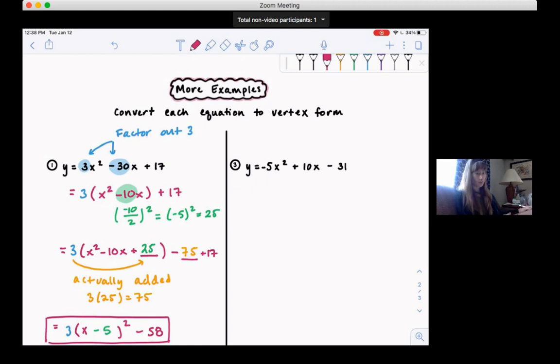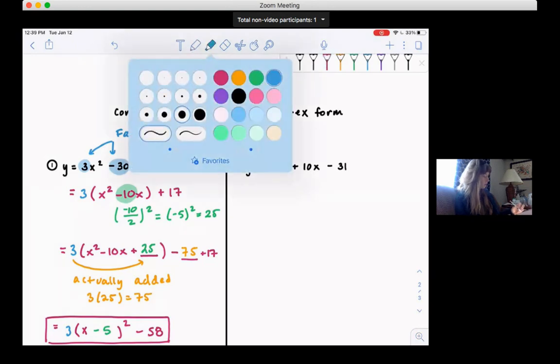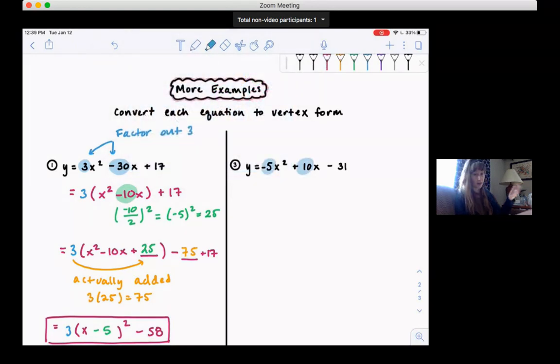Okay, for the last video for this lesson, we're just going to go through two more examples where the leading coefficient is negative. So for our first one, we have a leading coefficient of -5. So we're going to start by factoring a -5 out of our first two terms. And remember, factoring out is like undistributing or moving to the front. So we're going to rewrite this with -5 at the front. Inside the parentheses is what's left over if we divide out or undistribute a -5.